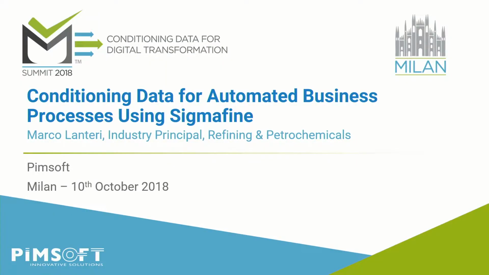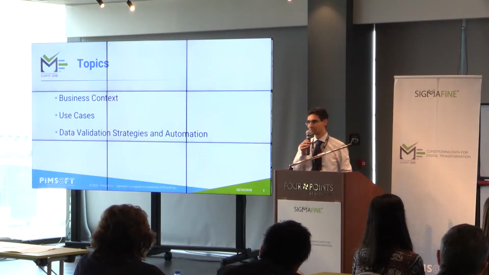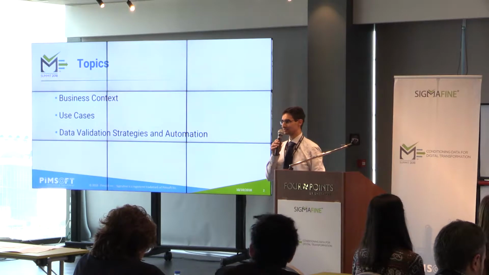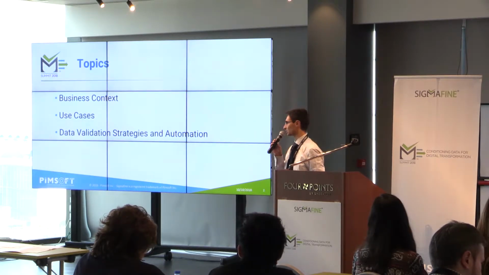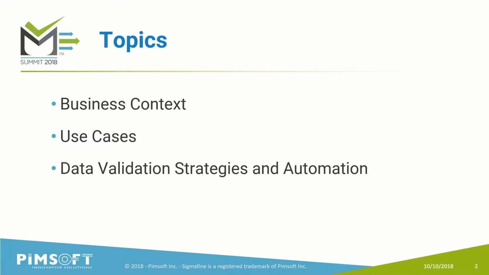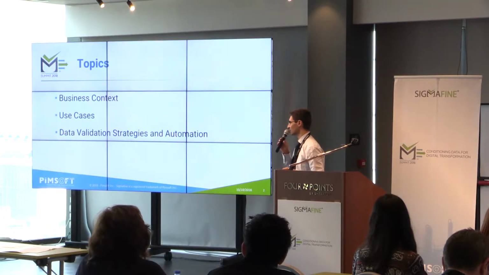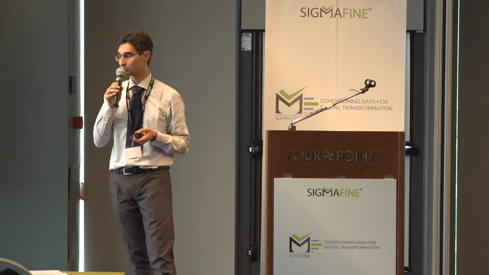We will talk in this last, let's say, technical presentation, about how to automate Sigmafine to support data conditioning for business processes. So we will introduce the business context. In reality, we are talking about different business needs since the beginning, from the keynote led by Massimo to the E&I presentation and so on. So I think you already understood why there is a need to improve the automation.